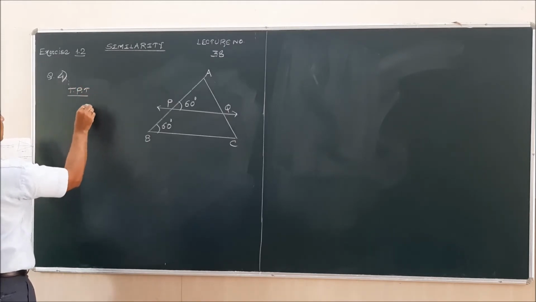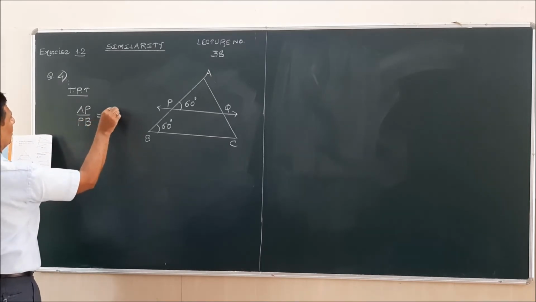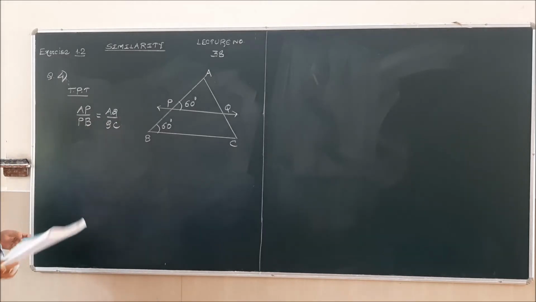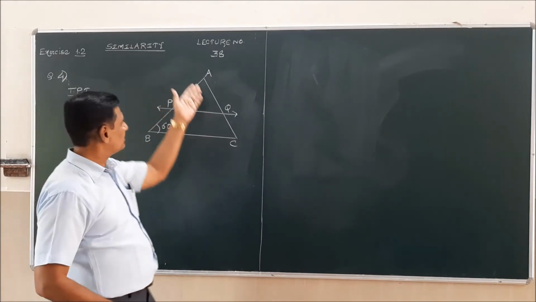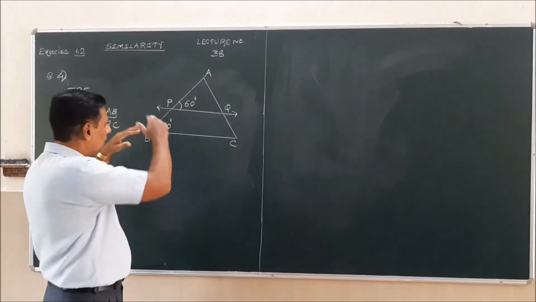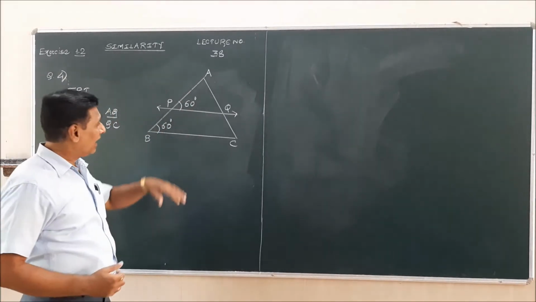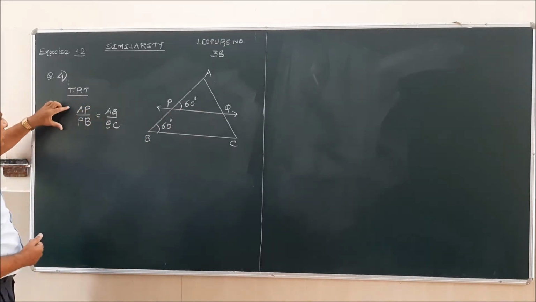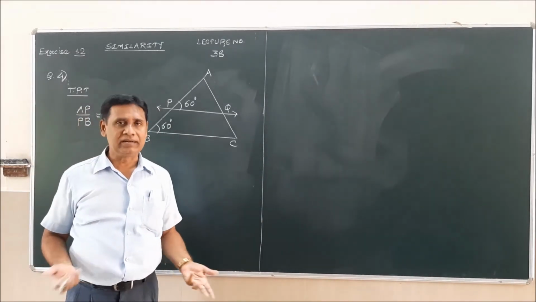AP upon PB is equal to AQ upon QC. Now you will notice a very important thing. What things will you notice? PQ is intersecting AB as well as AC in two distinct points, P and Q. And if we prove PQ is parallel to BC, naturally we will get AP upon PB is equal to AQ upon QC by basic proportionality theorem.